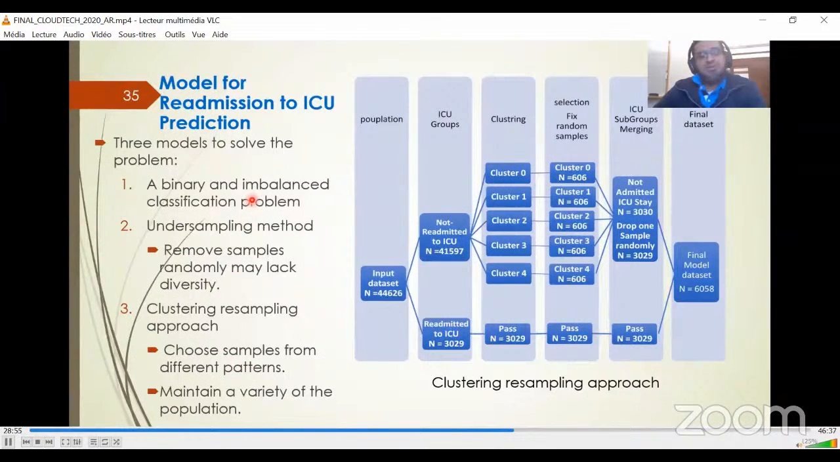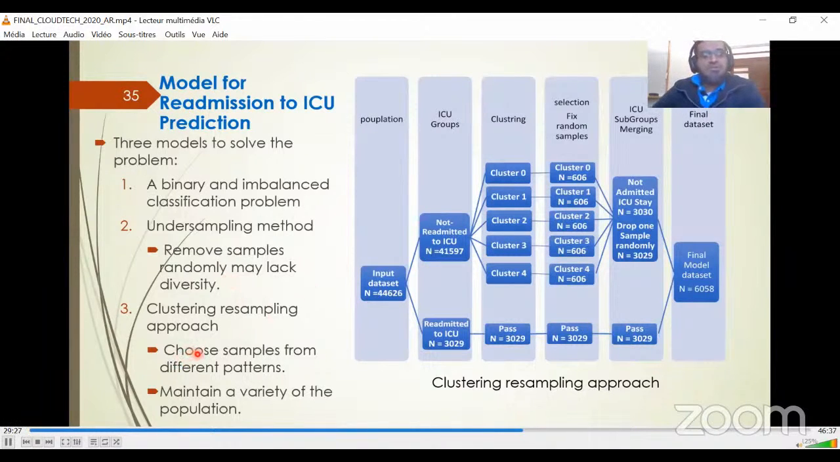The first one is just binary and imbalanced classification. We don't do anything. Second, the sampling method, by removing samples from the majority group until we achieve the same number of samples as in the minority group. But what's happening in this? We remove them randomly, and because we are removing samples randomly, we may lack diversity and we will lose adequate rich information.